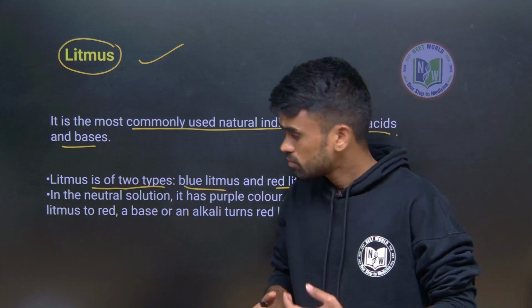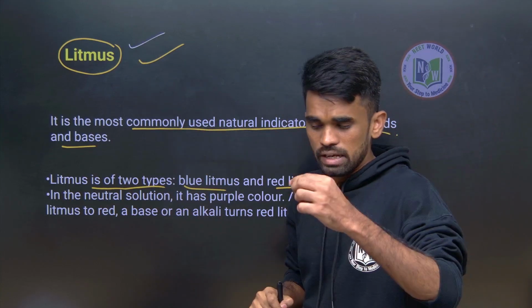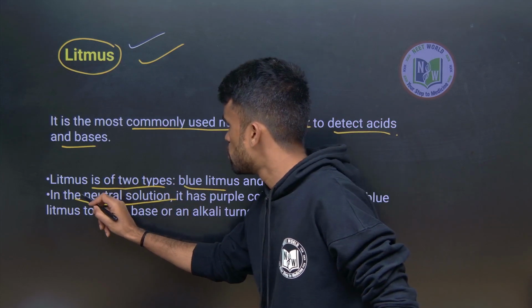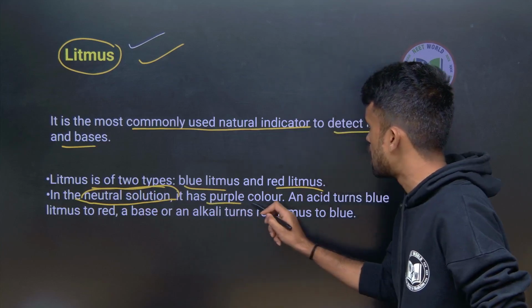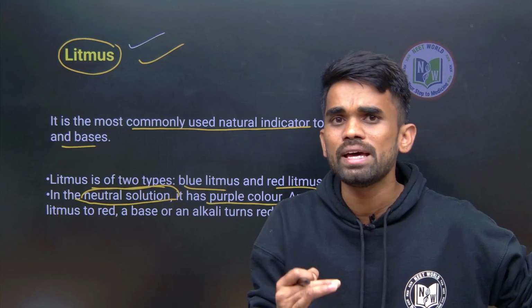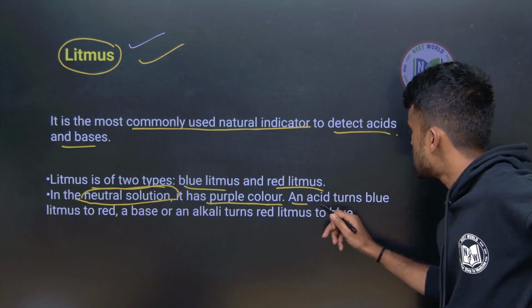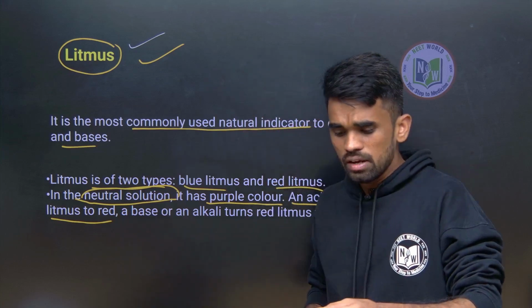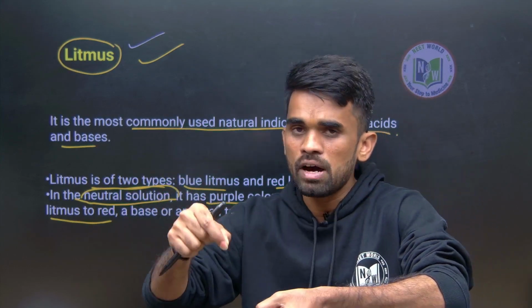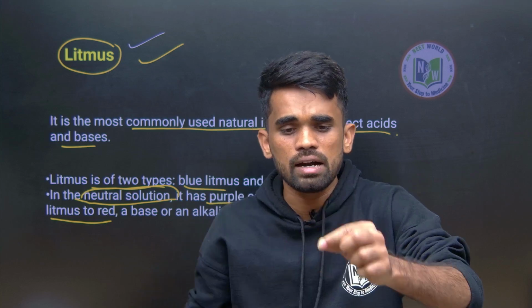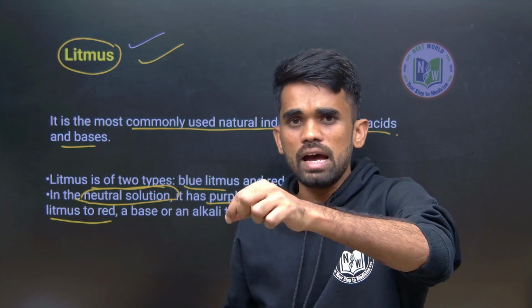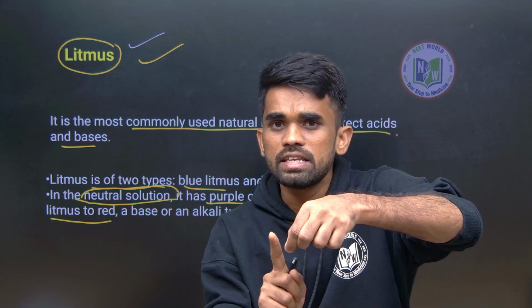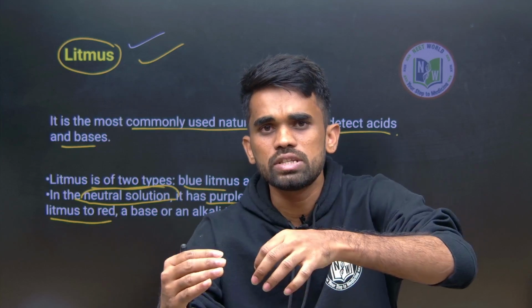When I say litmus solution, it is a neutral solution and it has a purple color. What is the color of neutral litmus solution? It will be purple. And acid turns blue litmus to red. Whenever we have a blue litmus paper and we put a drop of acid onto it, or dip it into the acidic medium, what color change will you observe? The blue litmus converts into red.